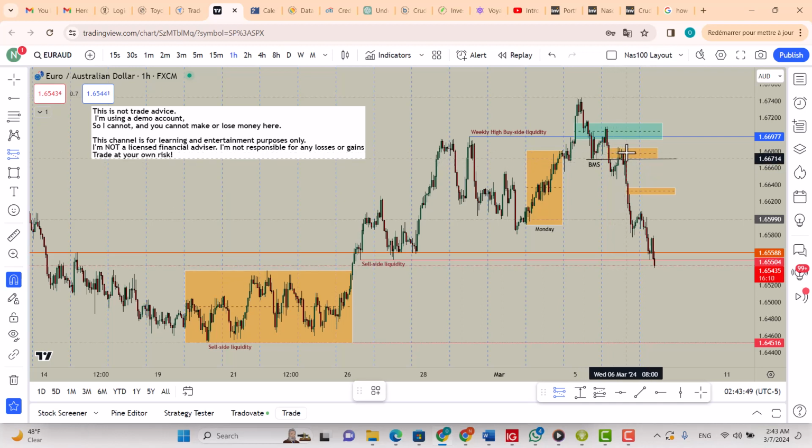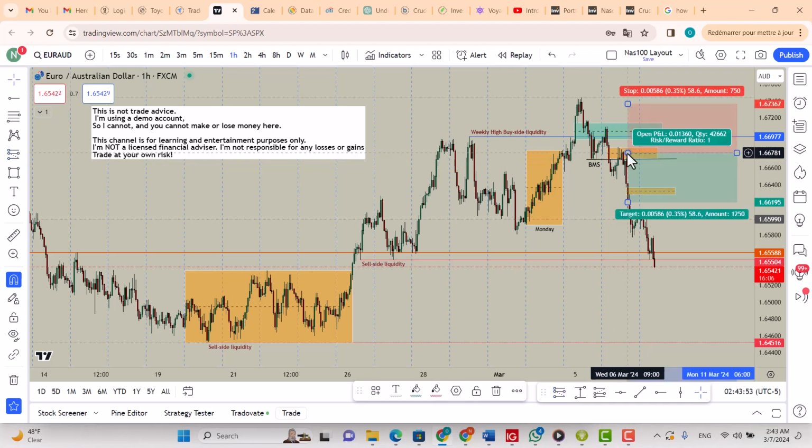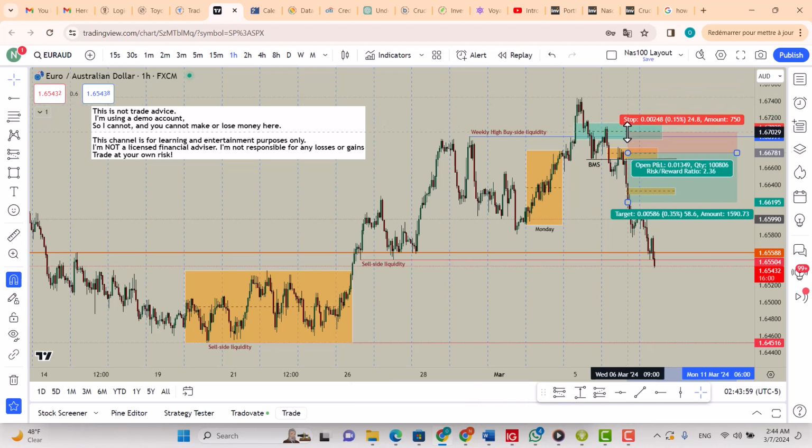So it's a logical level to take a short, and for us this would have been our one shot one kill, and stop loss would go here above the weekly high. Why? Because there is this fair value gap that will act as resistance, and also the opening price of this order block would offer resistance.